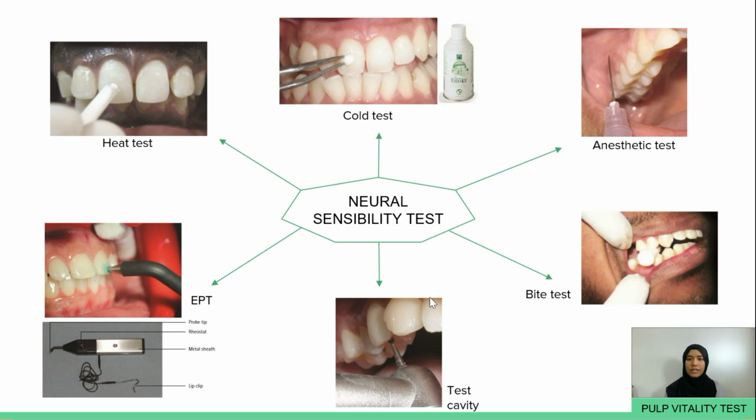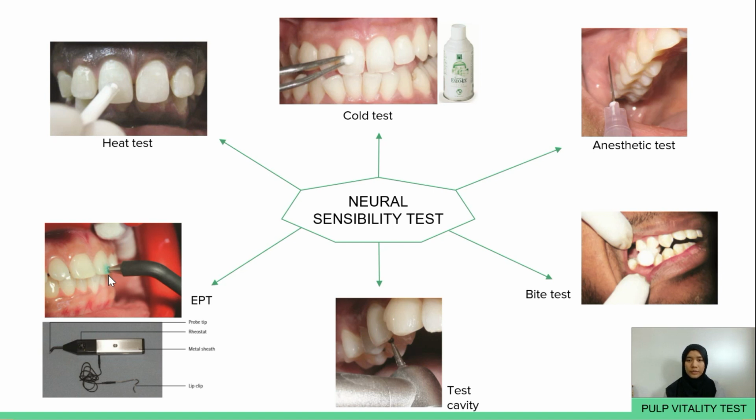For the test cavity, it means that we have to drill through the dentino-enamel junction of an unanesthetized tooth, and a painful sensation indicates some vitality present in the pulp. The last test is the electric pulp test. It is done by placing the electrode against an isolated and dried tooth crown using toothpaste as an electrolyte. In an anterior tooth, it is placed on the incisal third, while in a posterior tooth, it is placed on the middle third.